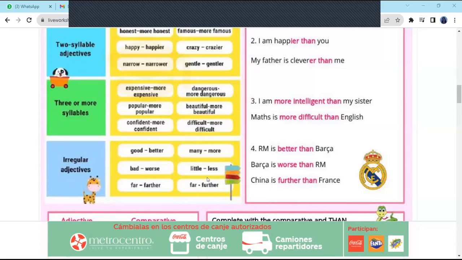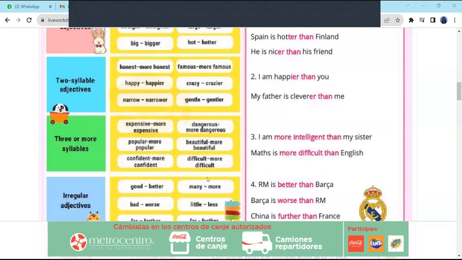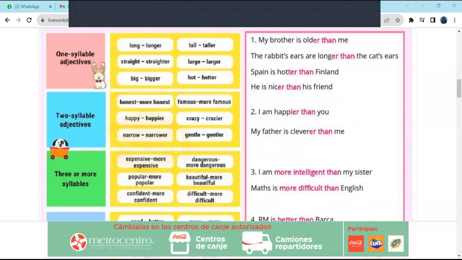So these are the rules, and we have to read them again. I'm gonna share the link with you because you have to read the rules. We have to practice. In fact, we're gonna practice this exercise to memorize, internalize, and be conscious about the written form of these comparative adjectives.